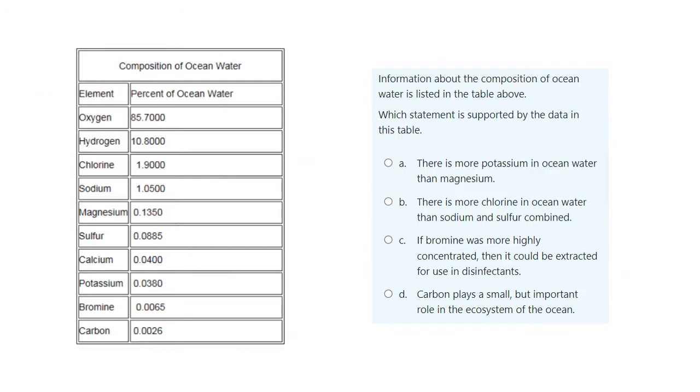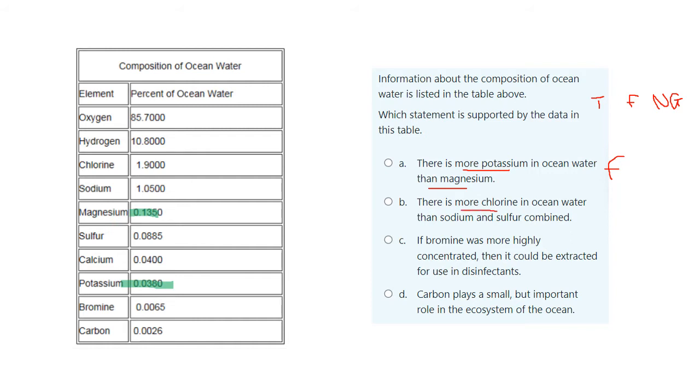Information about the composition of the ocean water is listed in the table above. Which statement is supported by the data in this table? So we should be thinking, is the statement true or false or not given? A, there is more potassium than magnesium. So potassium is 0.03, magnesium is 1.3. Magnesium is more, potassium is less. So answer A is false.